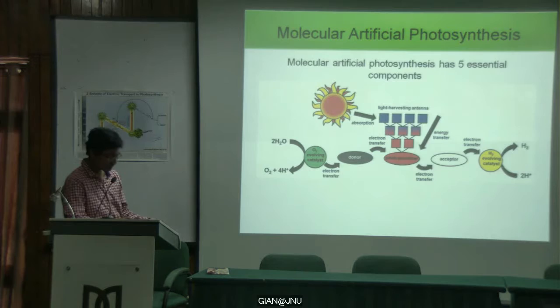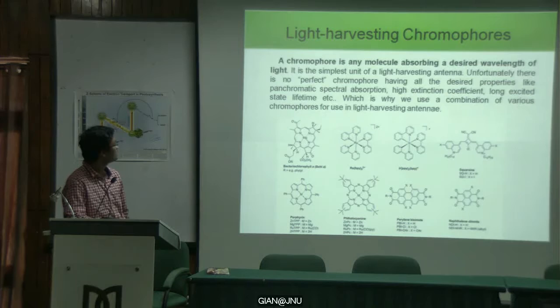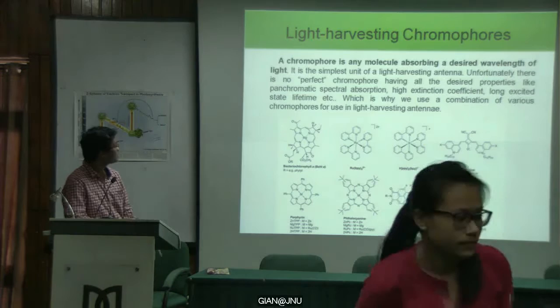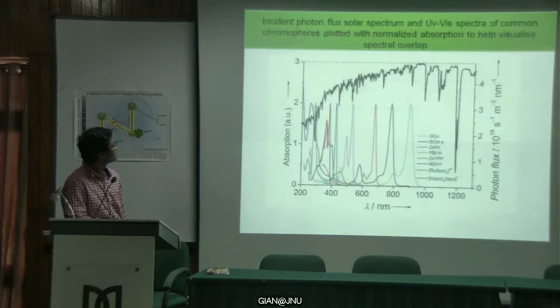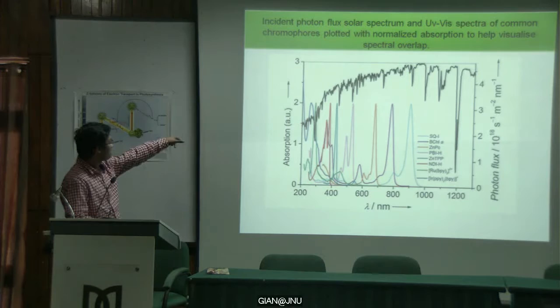A chromophore is the basic unit of any light harvesting process. Unfortunately, there's no perfect chromophore, no one size fits all. A perfect chromophore should have properties like panchromatic spectral absorption across the whole spectrum. It should have a high extinction coefficient and a long excited state lifetime, so that recombination and back transfer are avoided. That's why we use a combination of various components for light harvesting. You can see from this photo, taken from Wasielewski, Fishman, and Marco, 2013, each of these components can absorb a very small part of the spectrum. However, together, they give us almost complete coverage.